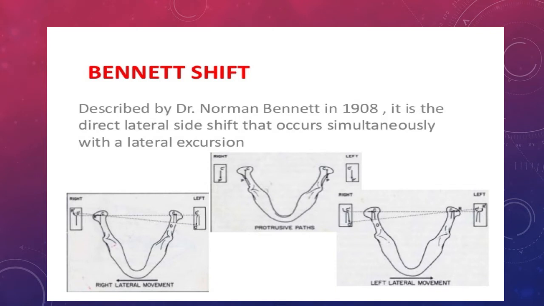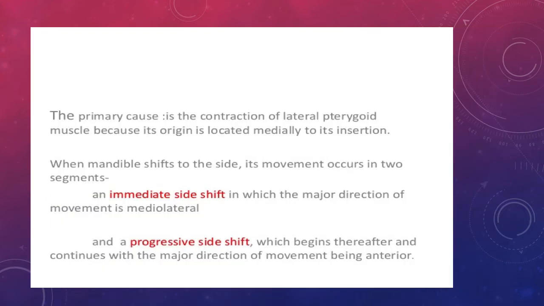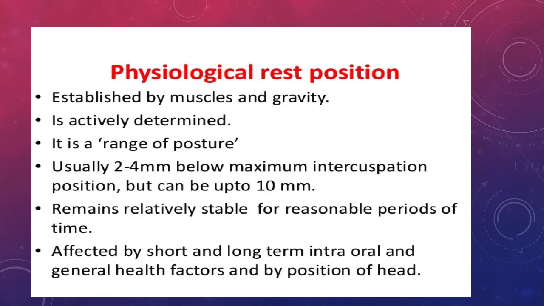Bennett shift, described by Dr. Norman Bennett in 1908, is a direct lateral side shift that occurs simultaneously with a lateral excursion. The primary cause is the contraction of the lateral pterygoid muscle, because it is located medially to its insertion. When the mandible shifts to the side, the movement occurs in two segments: an immediate side shift in which the major direction of movement is medial-lateral, and a progressive side shift which begins thereafter and continues, in which the major direction of movement is anterior.